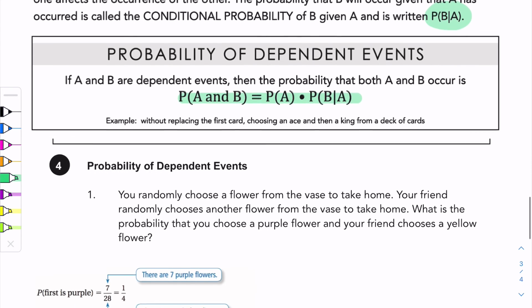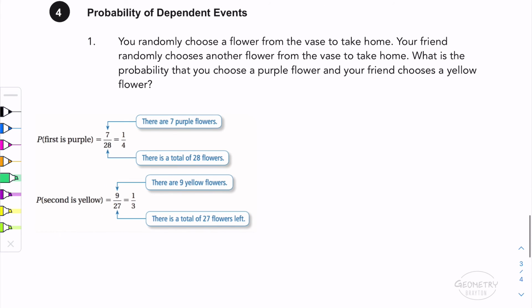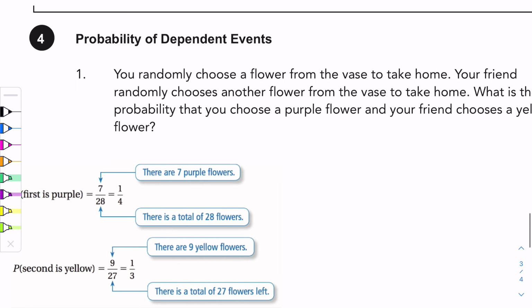Let's make sense of this by looking at an example. So the probability of dependent events, our first example says, you randomly choose a flower from a vase to take home. Your friend randomly chooses another flower from the vase to take home. What is the probability that you choose a purple flower and your friend chooses a yellow flower?